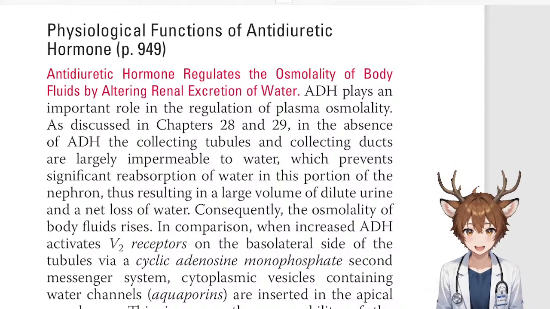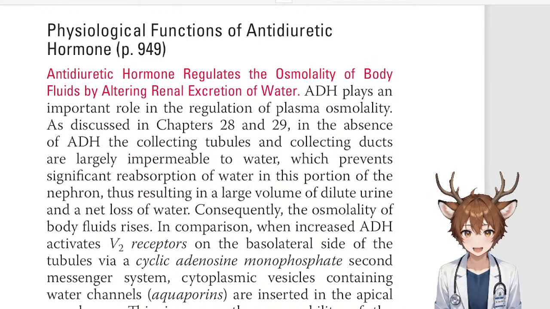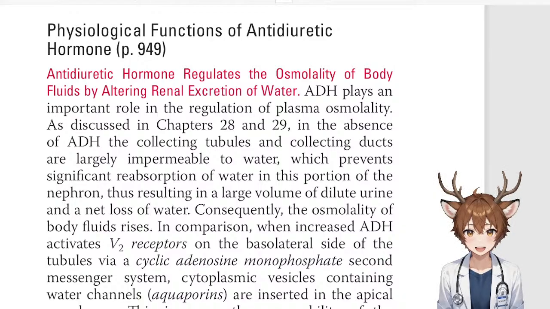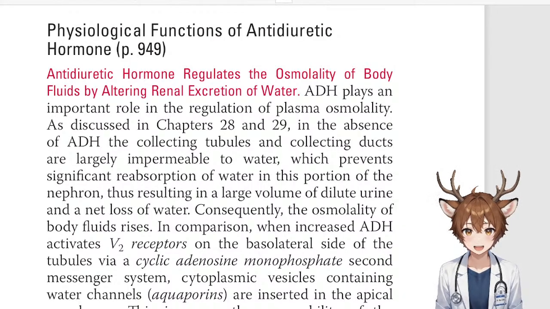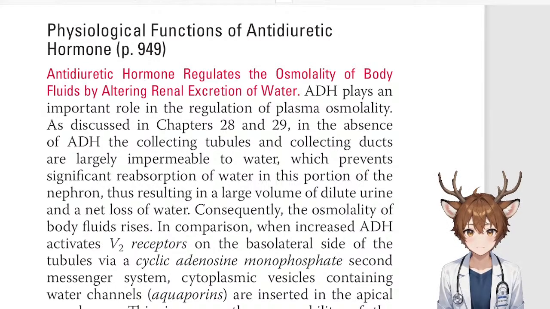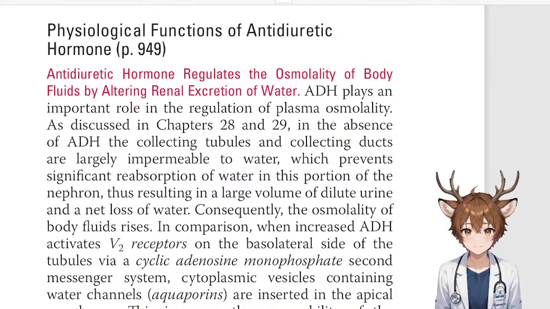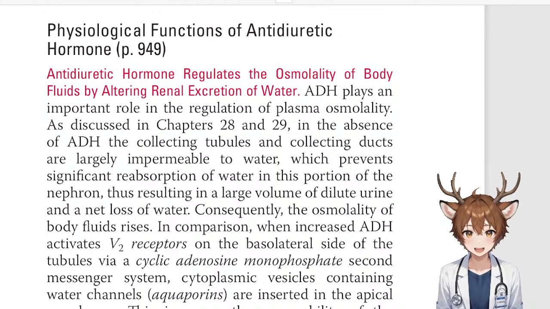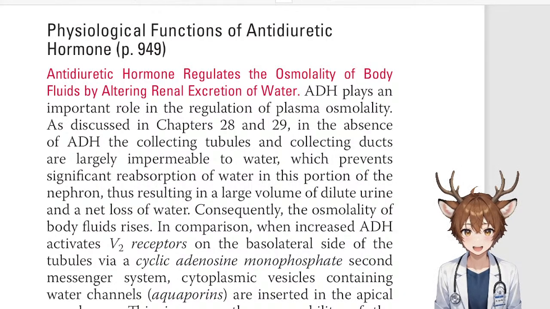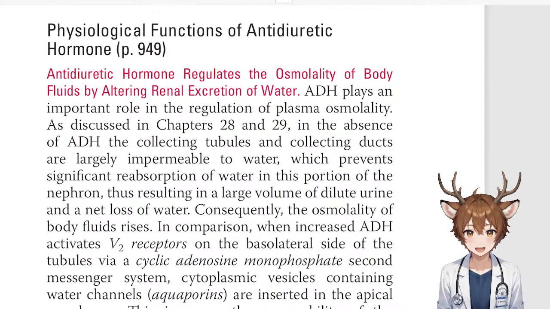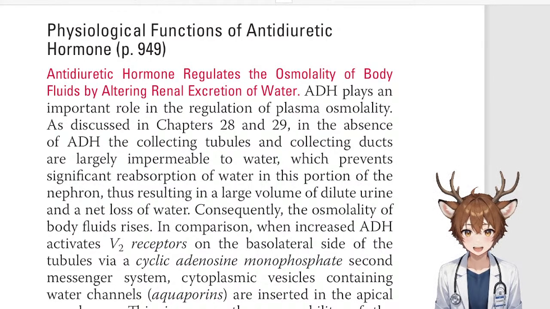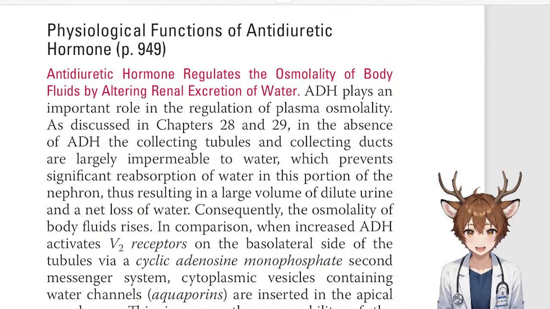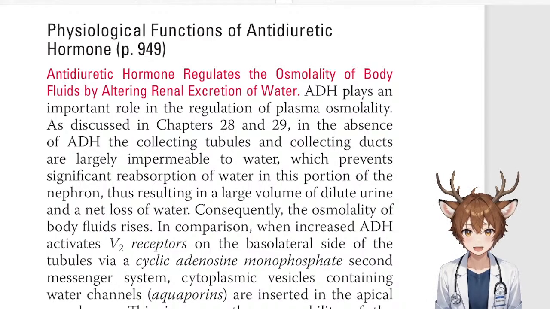So ADH plays an important role in the regulation of plasma osmolality. As discussed in chapters 28 and 29, in the absence of ADH, the collecting tubules and collecting ducts are largely impermeable to water, which prevents significant reabsorption of water in this portion of the nephron, thus resulting in a large volume of dilute urine and a net loss of water. Consequently, the osmolality of body fluids rises.